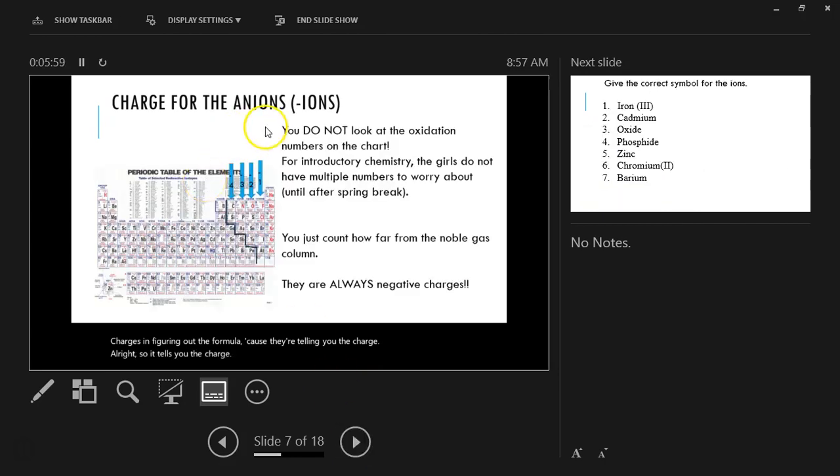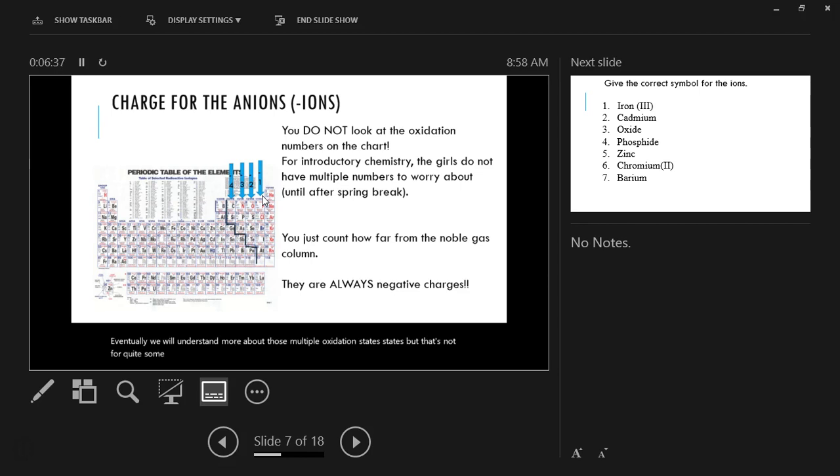The charge for the anions is not found by looking at the symbols on the periodic table and looking over top of it like the boys were. The girls' side of the periodic table, we just count how far away it is from the noble gas column, and that's a minus charge on it. So we're not looking at the oxidation chart numbers. We're looking only at how far away it is from the noble gas column. All right. Eventually, we will understand more about those multiple oxidation states, but that's not for quite some time.